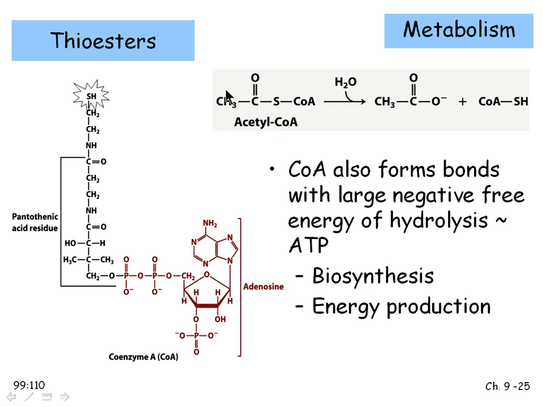This thioester bond has an energy comparable to the energy of an ATP, for reasons that, to my mind, are not completely understood yet. Is that correct? That the high energy bond of a thioester is not completely understood even yet, why that's true. But because it has comparable energy to an ATP, it can be used both for biosynthesis and for energy production.